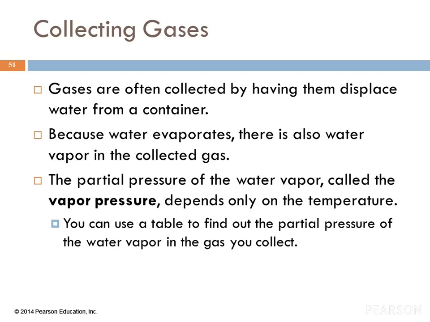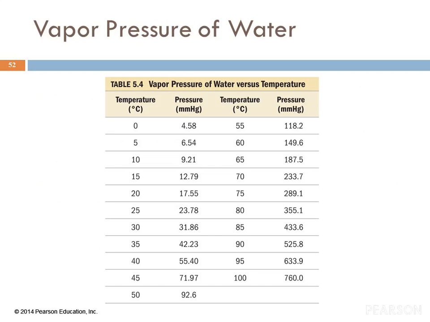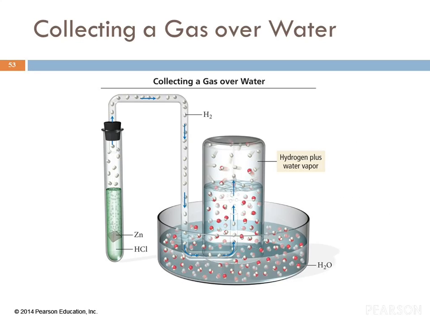Collecting gases. The easiest way to collect a gas experimentally is by having it displace water from a container. Do we have a picture? We should have a picture. There's a picture. So this is an illustration of how that could happen. So here we have a reaction going on. We've got zinc and hydrochloric acid, and this is generating hydrogen gas.